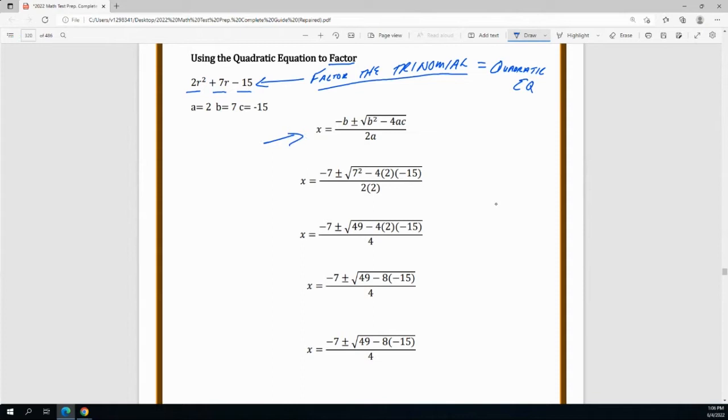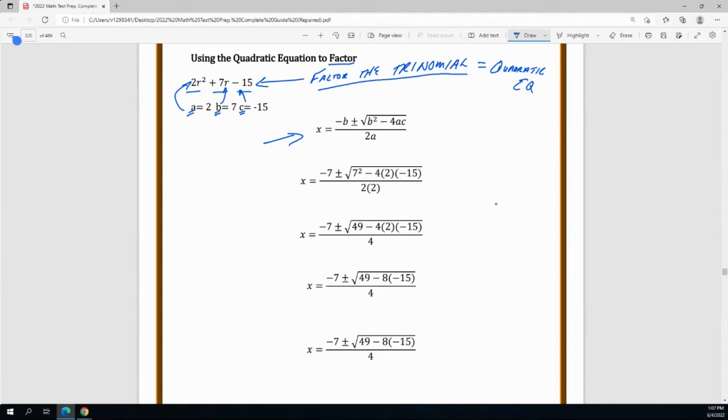So first off, there is the quadratic equation without any of the numbers. It's just the equation itself. First off, remember from the previous lesson, you have to compute what the A is going to be, what the B is going to be, and what the C is. And where do you get those? You get them from the trinomial itself. The A term is what's in front of the R squared. The B term is what's in front of the R. The C term is the number that's left at the end, negative 15.